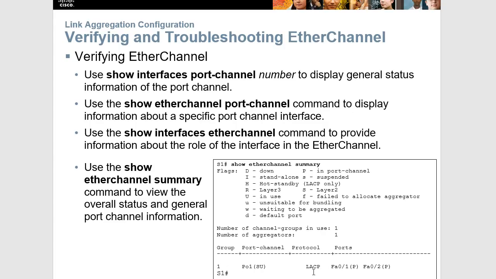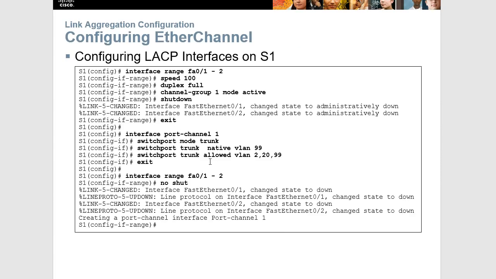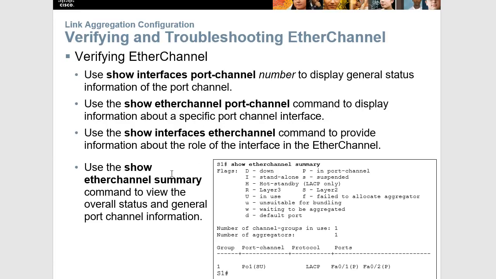Port channel 1, protocol LACP, and it shows you the ports that are involved. Okay, so that's going to be some pretty useful information. In fact, there's a reason that we use this graphic, because show EtherChannel summary is probably what you're going to want to use, because it's going to show you all your EtherChannels if you have more than one. It's not actually going to show you a certain number. And it does show you the ports involved in the protocol being used.